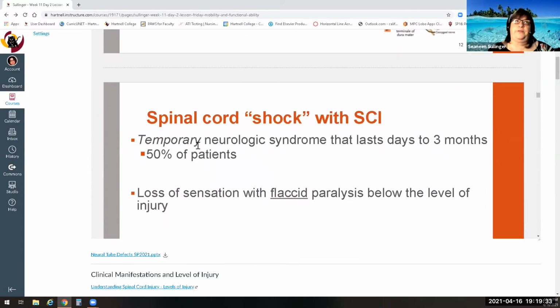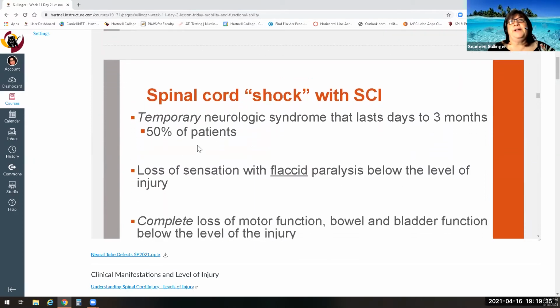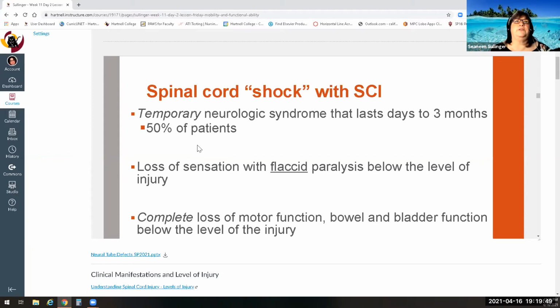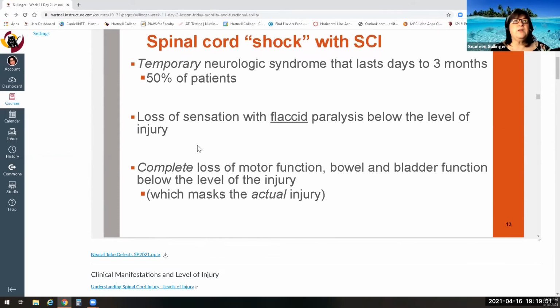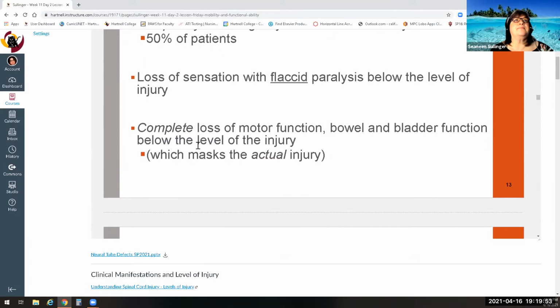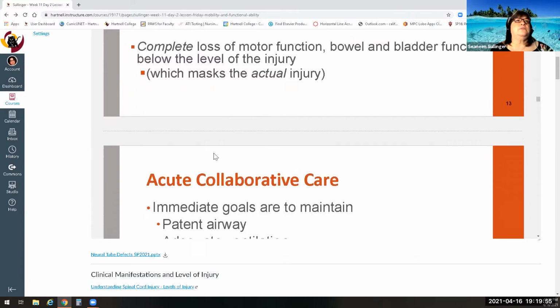And then again, reviewing the shock, it's temporary. It can last days to usually weeks, could be 3 months. Approximately 50% of patients get that. And you get the loss of sensation and the flaccid, floppy paralysis below the level of the injury. And then we talked about that.